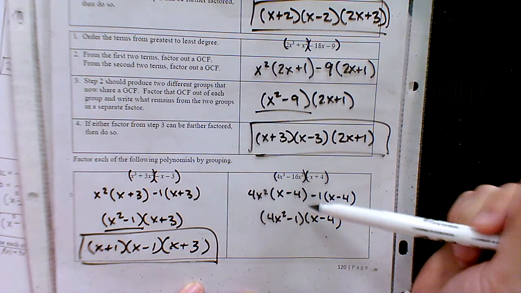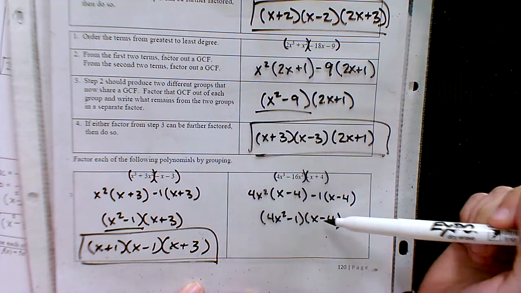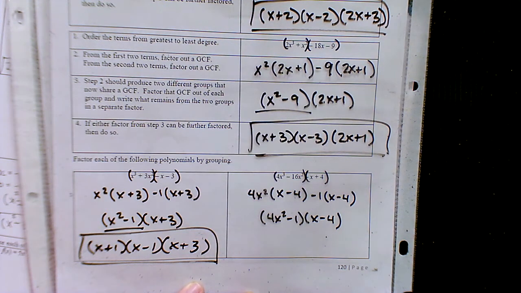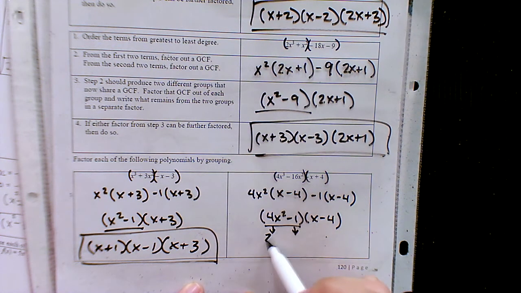So for the second one, grouping again, I got 4x squared minus 1 and then an x minus 4. So we're done with grouping, but you got to ask yourself, can you keep going? And this one was tricky. Difference of squares. Which one? The 4x squared minus 1. So what were your perfect squares? 2x and 1. All right. So 2x times 2x is 4x squared. And 1 times 1 is 1.